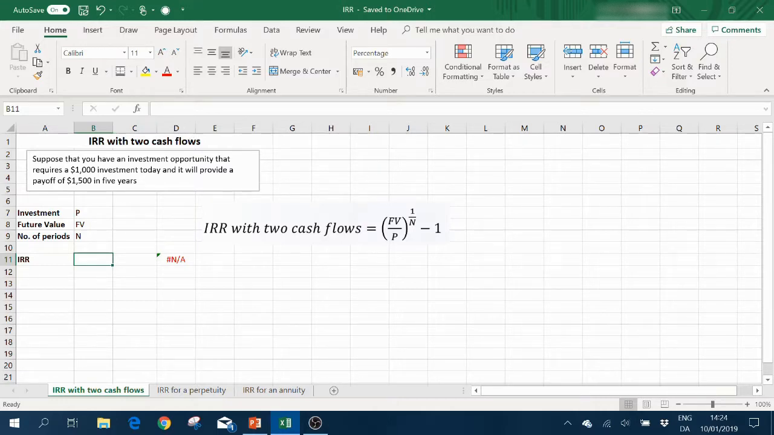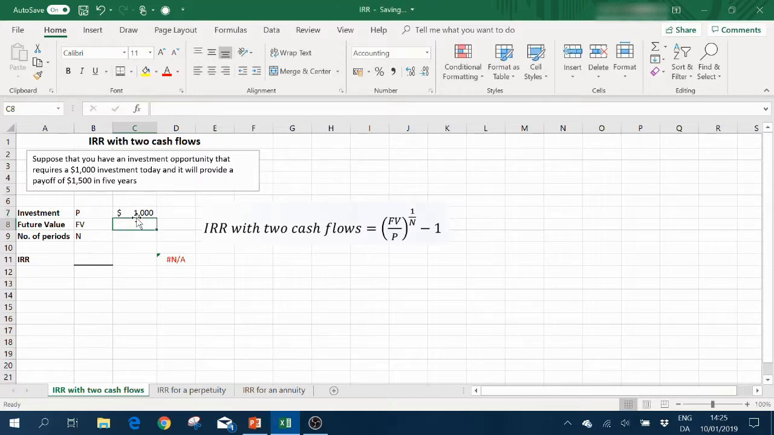So suppose that you have an investment opportunity that requires a $1,000 investment today and it will provide a payoff of $1,500 in 5 years. So let's start out by putting in the numbers that we already know. Our investment P, that was $1,000. So we put that in.